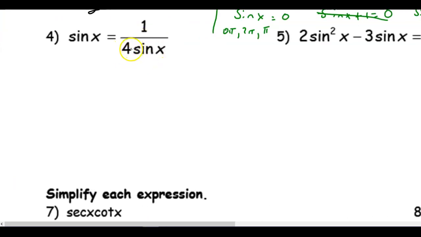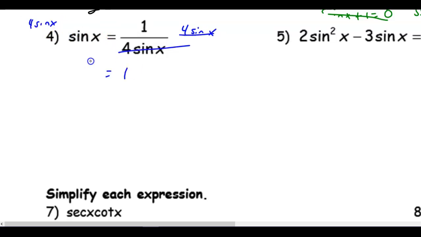This one. Let's see. All right, let's multiply both sides by 4 sine of x. And the reason being is so I can cancel this out. So I have 1 on the right side, and on the left, 4 sine of x squared equals 1. So now I'm going to divide both sides by 4. So sine squared of x equals 1/4.